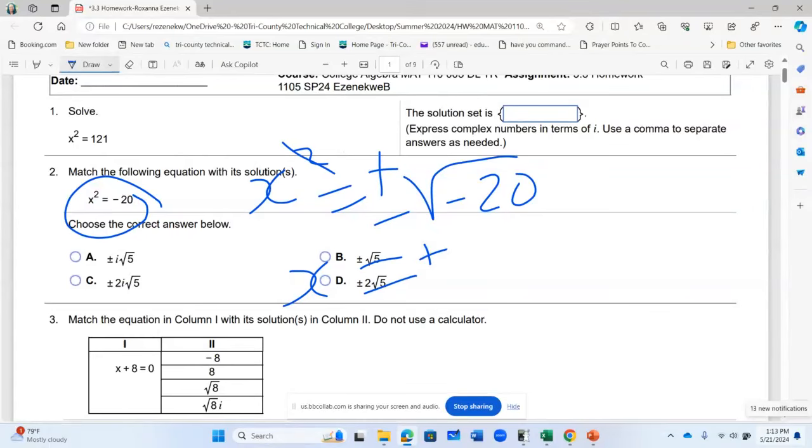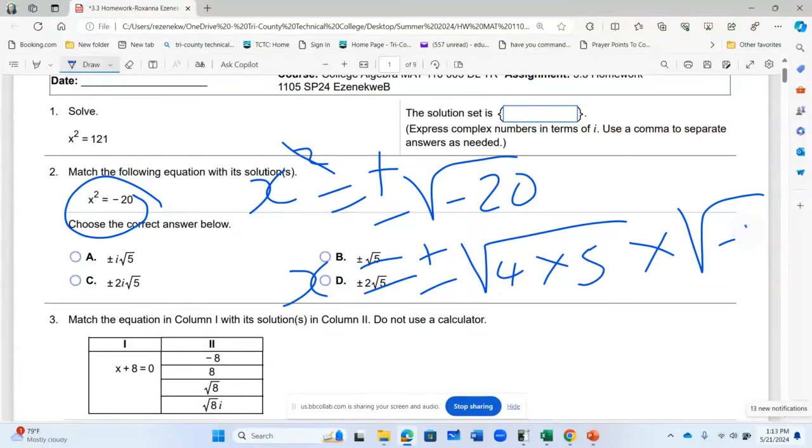So x is equal to plus or minus. I want to factor 20. I can say 4 times 5 multiplied by the square root of negative 1. We already know that the square root of negative 1 is a complex number. We just said that this morning, actually this afternoon. So all we need now is a perfect square. So x is equal to plus or minus 2 root 5 i. This is i. And that's my answer.